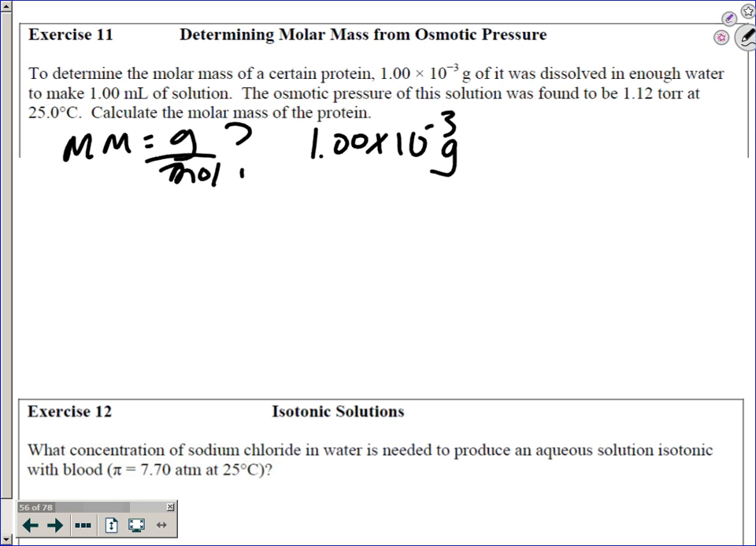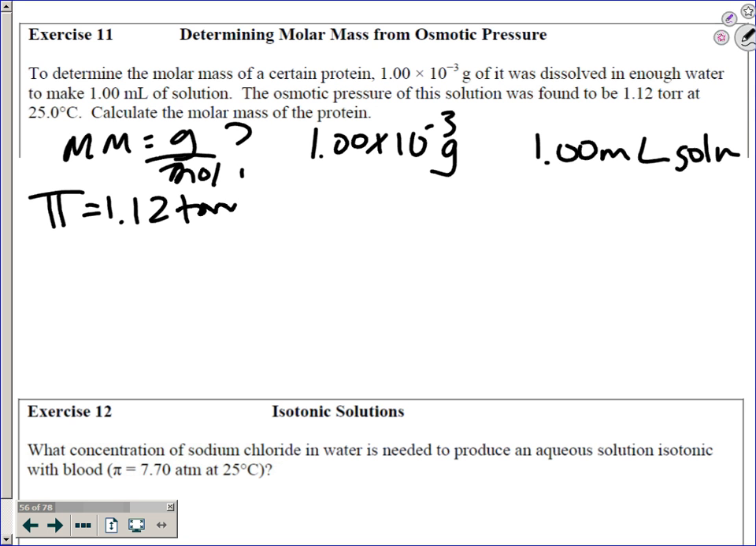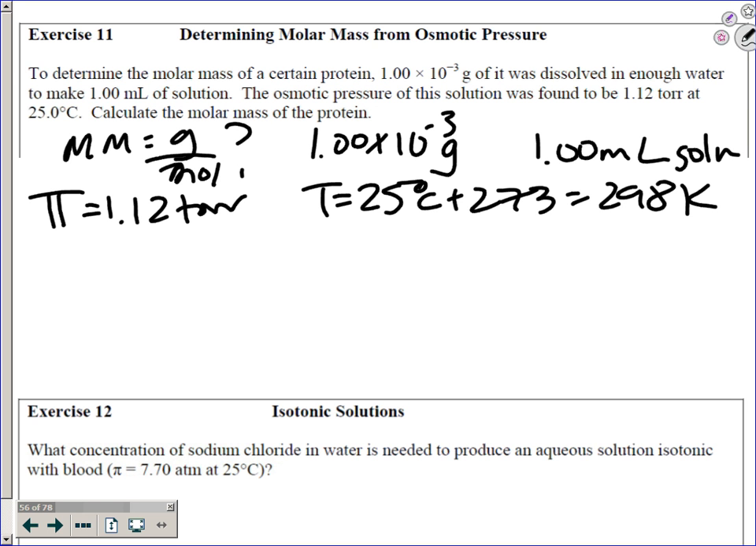It was dissolved in enough water to make a 1 mL sample of that solution. The osmotic pressure of the solution was found to be 1.12 torr. Pi is equal to 1.12 torr at 25 degrees Celsius. So what is that in Kelvin? Add 273 to get 298 Kelvin. Okay? Calculate the molar mass of the protein.